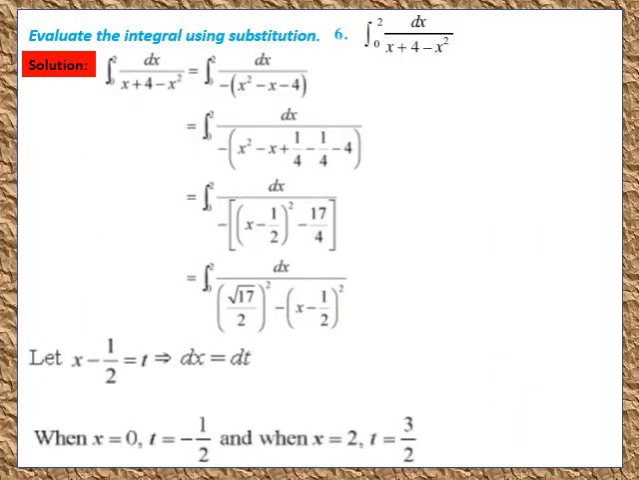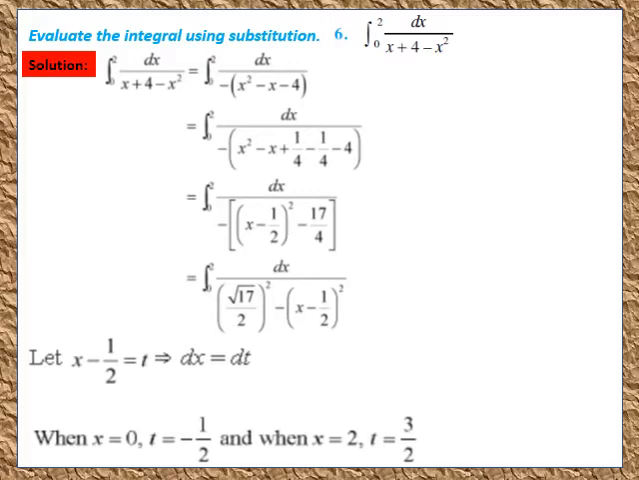Next we have a very important sum, question number 6. Integrate using substitution: integral 0 to 2 of dx upon x plus 4 minus x square. So we are getting integral 0 to 2 of dx upon x plus 4 minus x square. Taking minus common, we get dx upon minus [x square minus x minus 4]. So this becomes dx upon minus, converting into whole square. We get dx upon minus [(x minus 1 by 2) whole square minus 17 upon 4]. So this is integral 0 to 2 of dx upon (root 17 upon 2) whole square minus (x minus half) whole square.